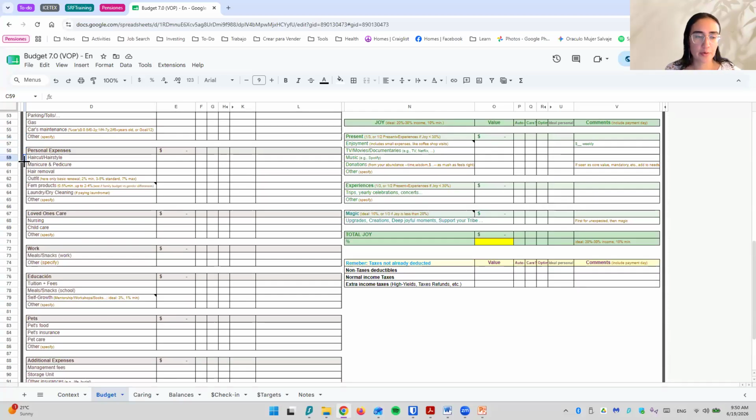Personal expenses. So if you need to put budget for haircut, hairstyle, if you need services for manicure, things like that, for hair removal, even if you do it by yourself, maybe you need something or not, maybe not. The outfit. So this is something that we will have to renew every now and then.